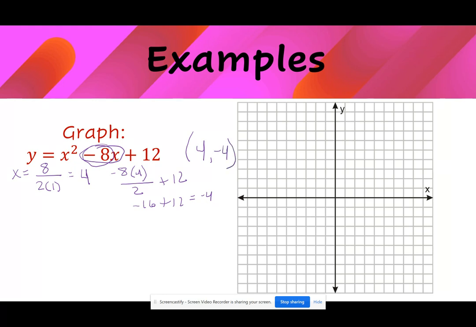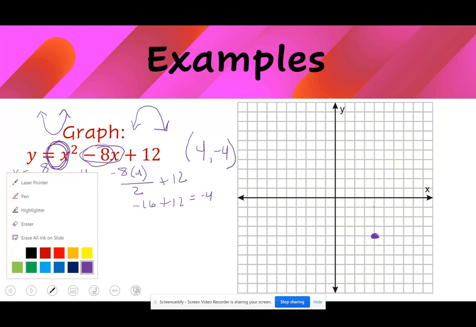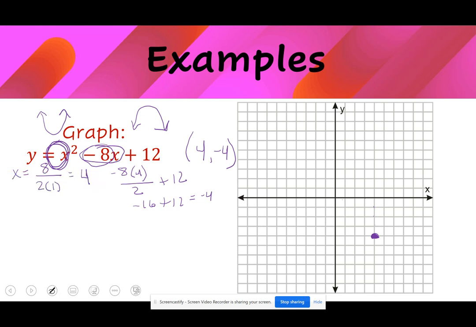So I'm going to plot this. So we go 1, 2, 3, 4, 1, 2, 3, 4. Our vertex is right here. If the sign in front of your a value here is positive, your parabola will open up. If it's negative, it will open down. So next we're going to make a table. So we have our x and our y. We already know 4, negative 4.